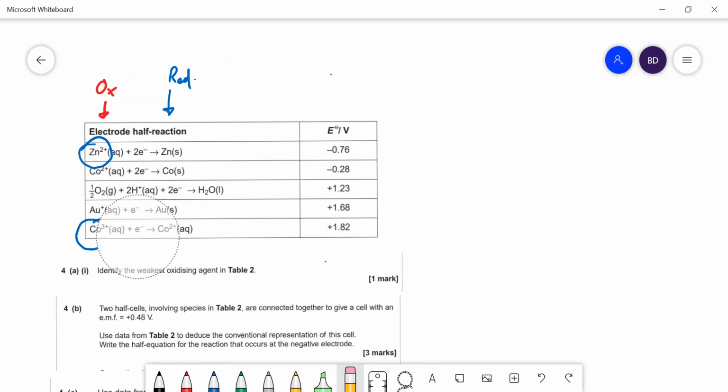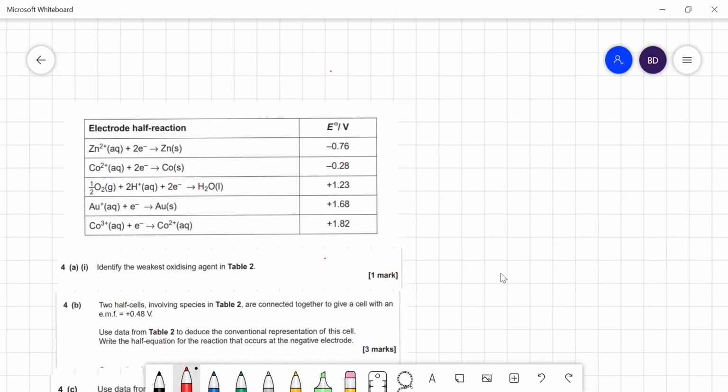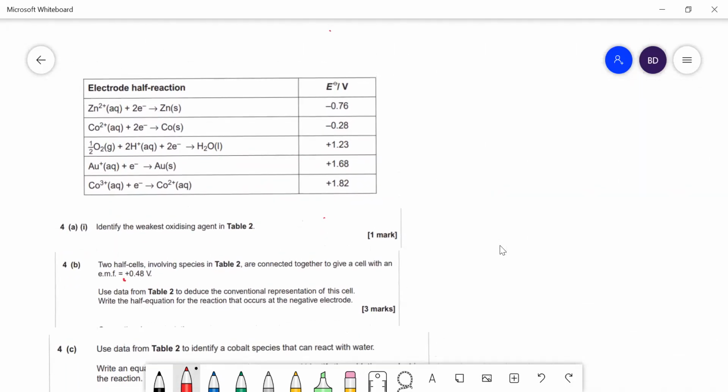Next question then. Two half cells involving the species are connected together to give a cell with an EMF of 0.48 volts. What are those two half cells? So remember that E cell is equal to the potential of the right hand side, E right minus E left. That's the equation. So we're looking for a gap of 0.48, and I think the only ones that work there are these two. So let's put that in.